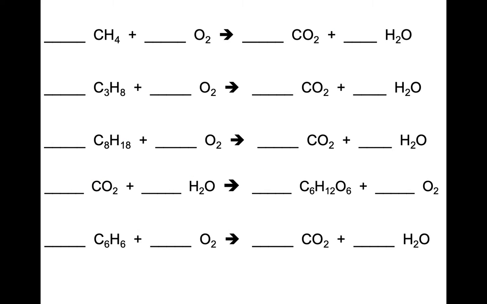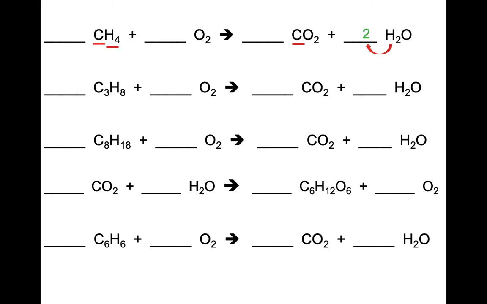So let's start with the combustion of CH4. On this side we have one carbon. We're going to do carbon first. And we have one carbon over here. They're balanced. Next we're going to do the hydrogens. We have 4 hydrogen. And in order to get 4 hydrogens on the other side, we're going to put a 2 in front of the water.